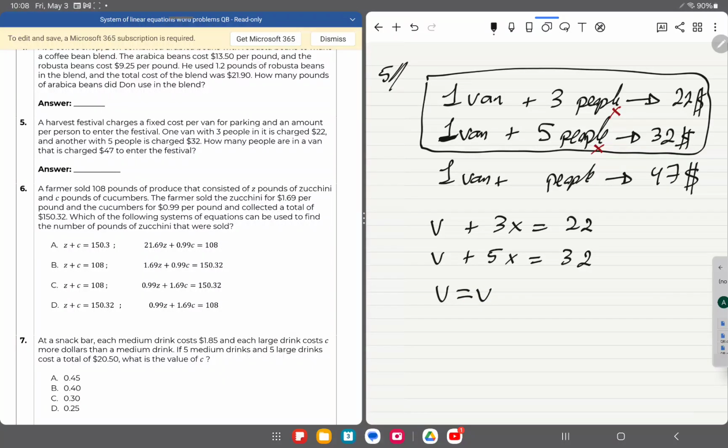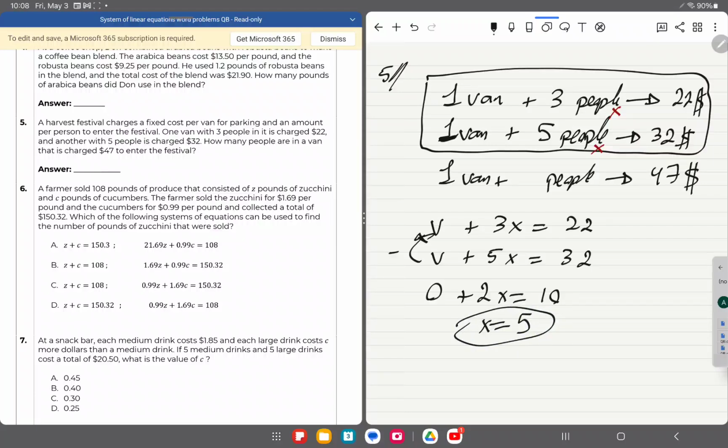V is equal to V. So if I want to write V is equal to V, I'm going to have V is equal to 22 minus 3x, V is equal to 32 minus 5x, or you can just subtract them from one another. I guess it's easier to do it that way. Like this one minus this one, 5 minus 3 plus 2x is equal to 32 minus 22, that's 10, so x is equal to 5.